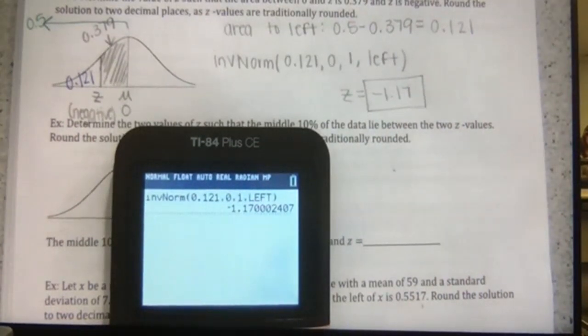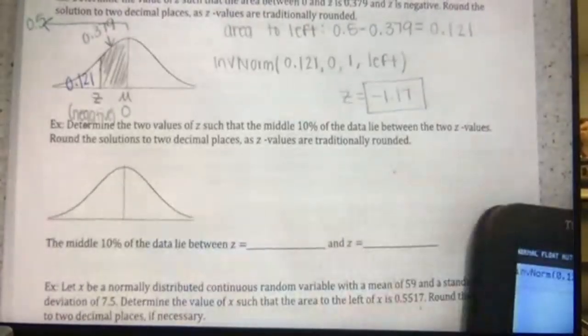All right, so those are the normal, straightforward ones. Here's the ones where they give us weird wording and they want to throw us off right when we're feeling comfortable. So the next one says, stop me if you have a question. Determine the two values of z such that the middle 10% of the data lie between the two z values. Round the solution to 2 decimal places as these are traditionally rounded.